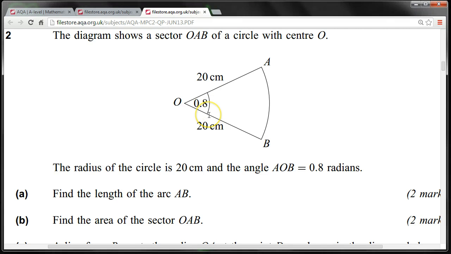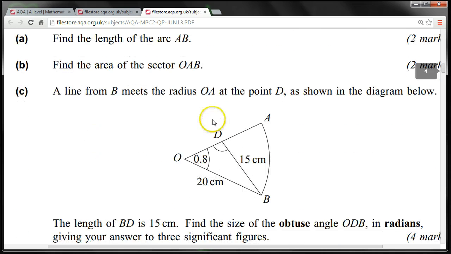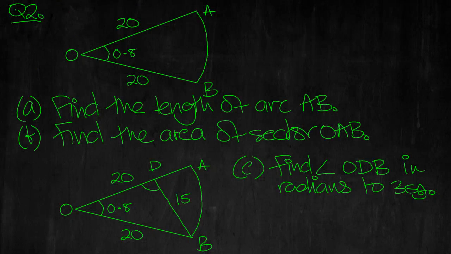Okay, here's the question then. And if I scroll down, I'll get question part C as well, which is here. And I've summarized it over the page. So let's have a little look at it. So we've got part A, part B, and part C. Part A, let's have a look at that.